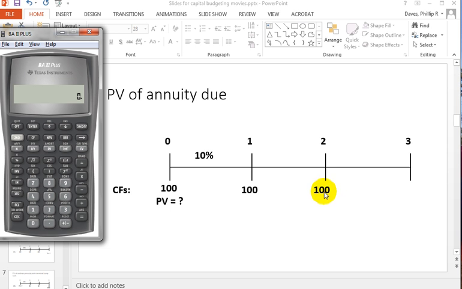Notice even though this $100 occurs under the 2 tag, it's $100 also at the beginning of this year that runs from 2 to 3. The discount rate is 10%, and this is a 3-year annuity.